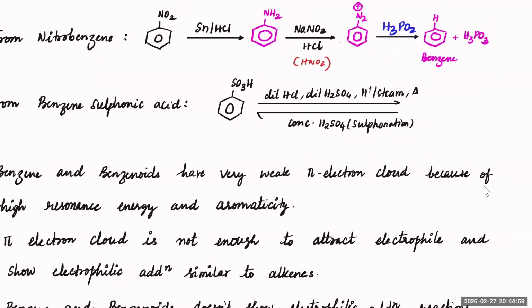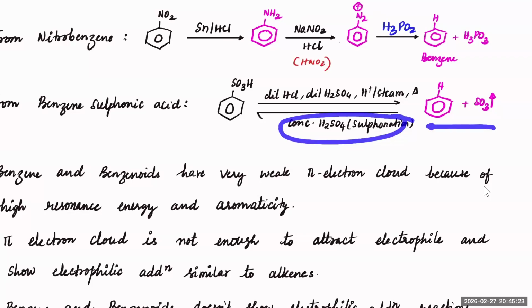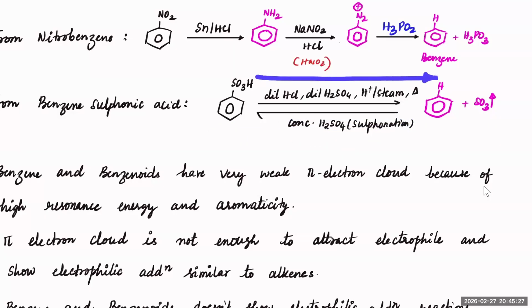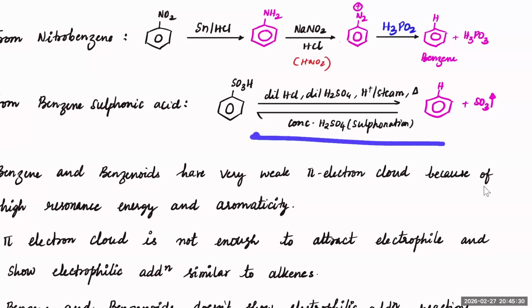Lastly, in case you have sulfonic acid in the presence of dilute HCl, dilute H plus, or H plus and steam, it will get desulfonated, which means benzene will come here and SO3 will be out. And if you increase the concentration of H2SO4, the reverse reaction will happen. Dilute solutions or heat will favor the forward reaction. Concentrated H2SO4 favors the backward reaction.